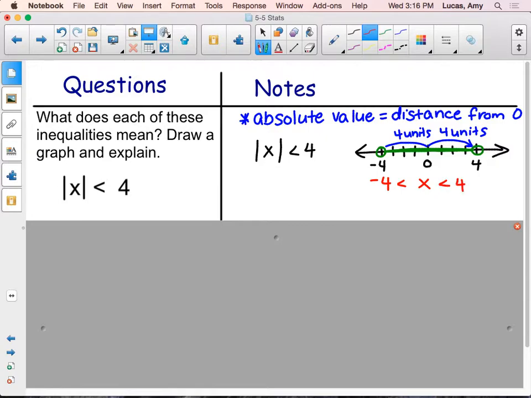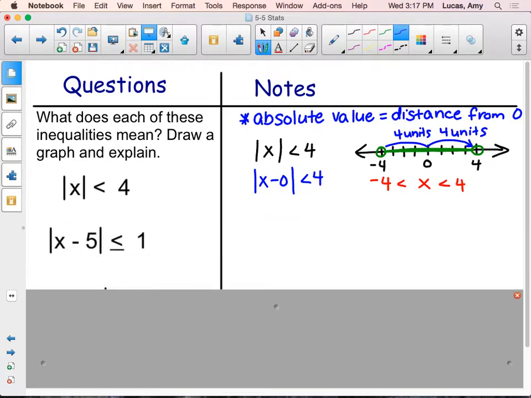So we learned in a previous lesson how to write an interval inequality to go with that graph that looks like a line segment. So the distance away from 0, this would be the same inequality as absolute value of x is less than 4. So this is going to be helpful on our next one.